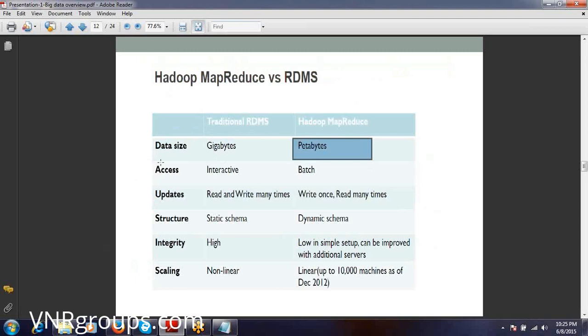So coming to your second point, that is accessibility wise. In the traditional system, it is interactive.